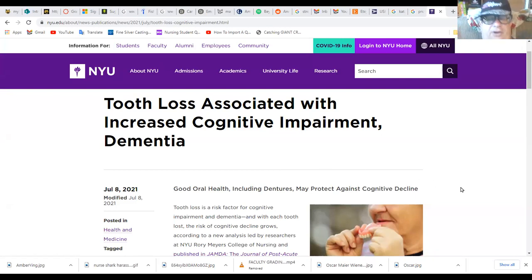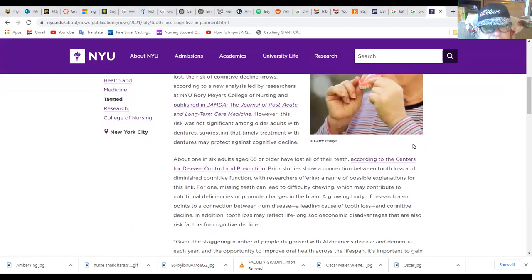Okay, folks, check this out. Because those bacteria, they're bad. Tooth loss is now being associated with dementia. They think that the bacteria affect the nervous system, and if you let those bacteria grow and destroy your teeth, you are going to be more likely to have mental impairment as you grow older. This is not something you want.